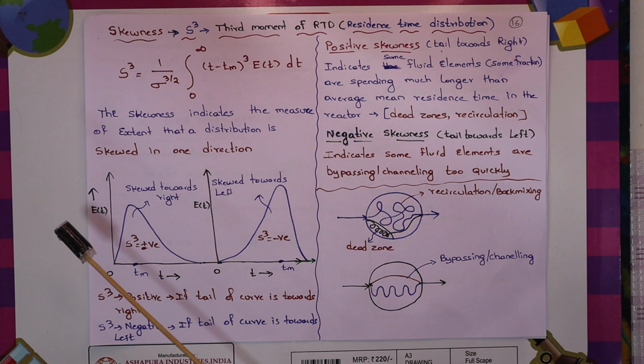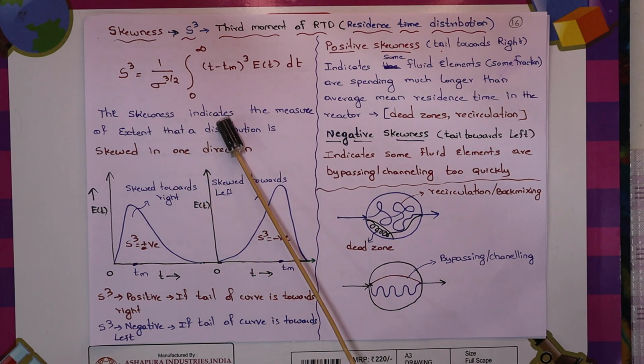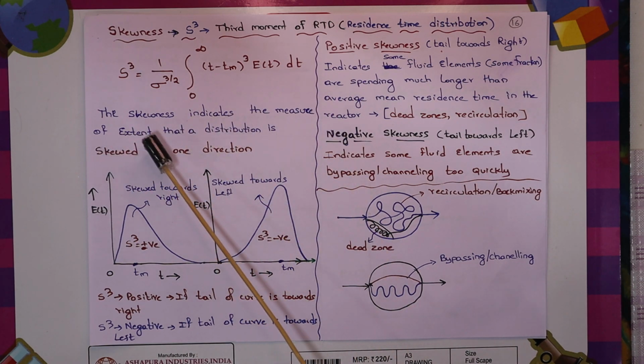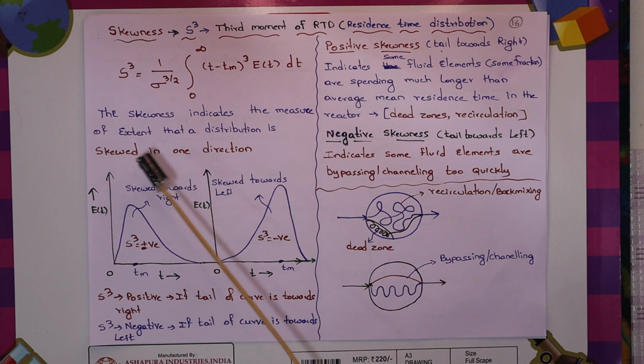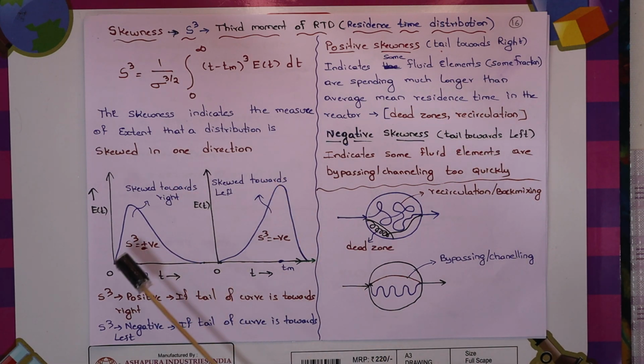So what does skewness indicate? Skewness is a measure of the extent to which the distribution is skewed in one direction. For example, you can observe these two figures. In the particular figure, you can see the tail is towards the right-hand side. You can see the curve is bent, and most of the molecules are towards zero.